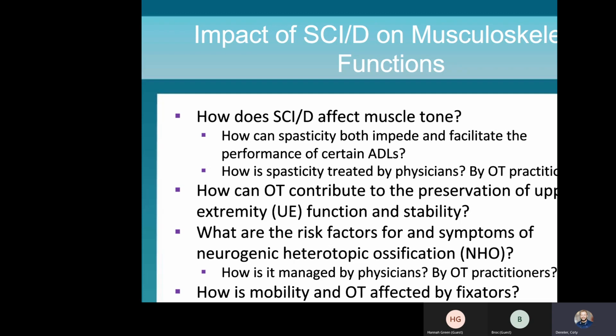Usually, the bone will begin to form at about 1 month to several months post-injury. And what are the symptoms? Sort of what that looks like, what that will feel like to the patient. The symptoms are similar to a deep vein thrombosis. Warm to the touch. It'll be red. The person just doesn't feel well. And that's how you can kind of tell that it may be an NHO. Bone forming where it's not supposed to be.